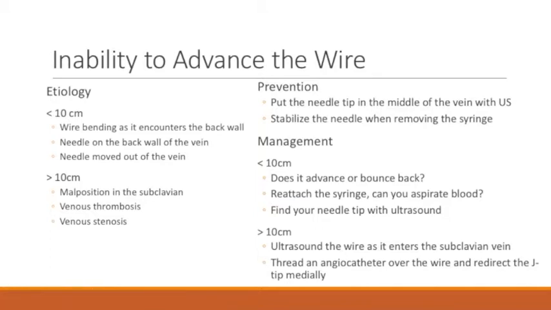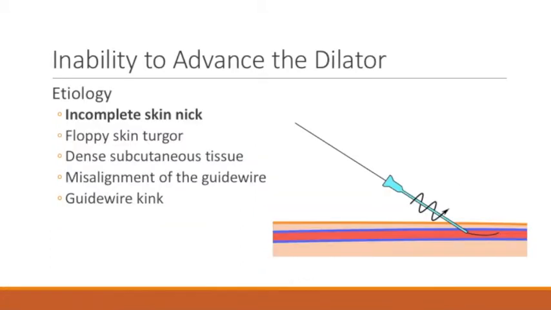If you think you're coming down the subclavian, you can take out the needle and thread the angiocath, the small 18 gauge IV, over the wire, and then you can retract the wire and try to turn the J-tip and redirect it medially. This may cause the wire to bend in a more medial direction as opposed to bending laterally and going down the subclavian. A very common scenario is inability to advance the dilator.